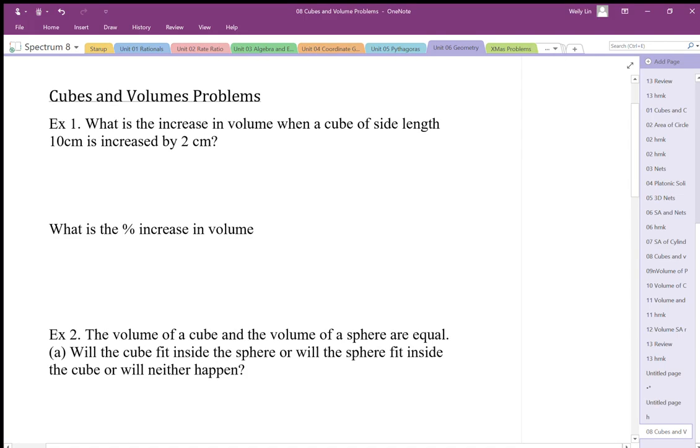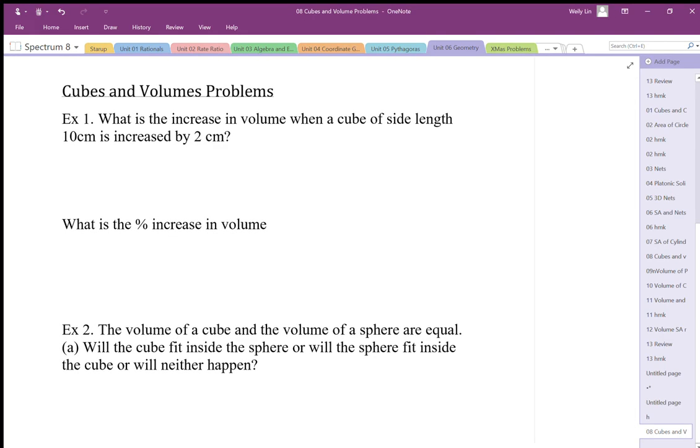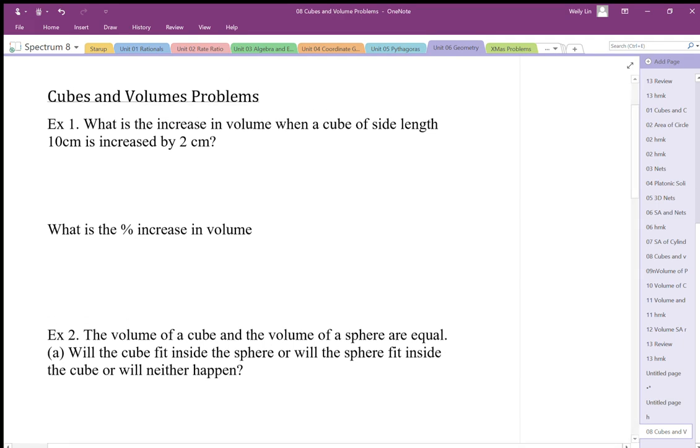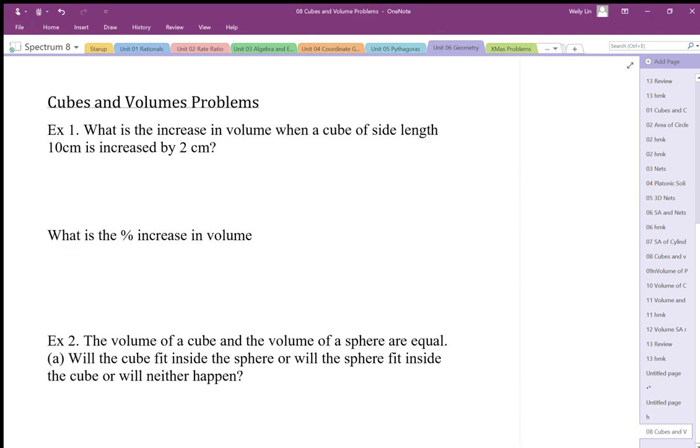Okay, so today's notes are on cubes and volumes. We want to start looking at volume problems. We've been doing surface area problems of 3D objects, but now we're going to start looking at the volumes of these, which tend to actually be a little bit easier than the surface areas.